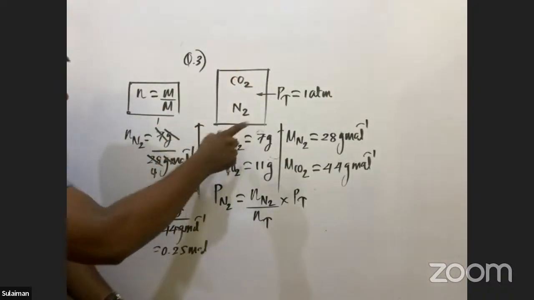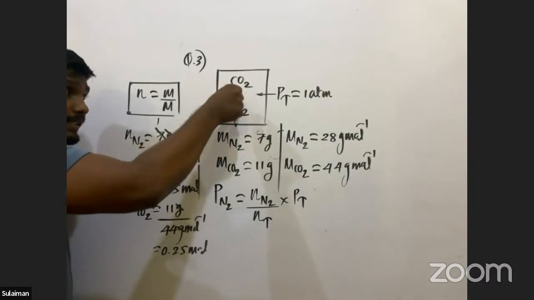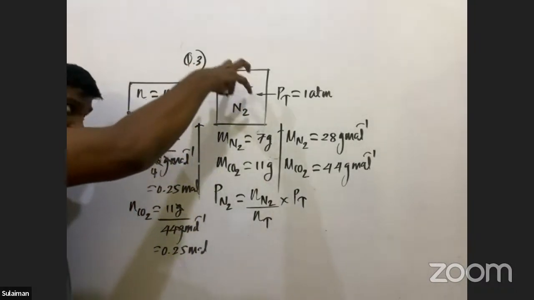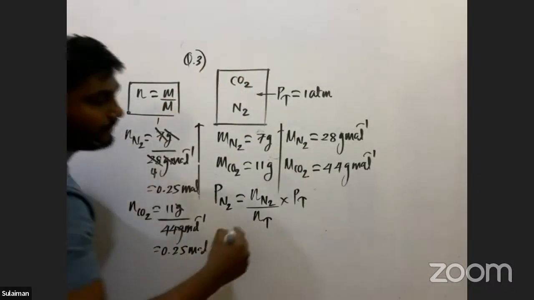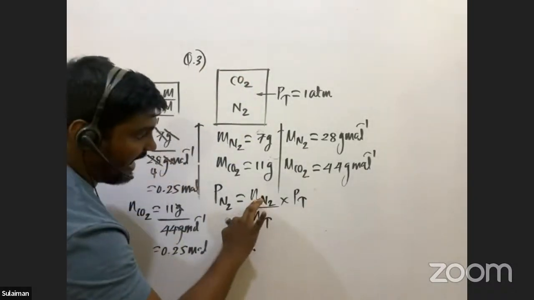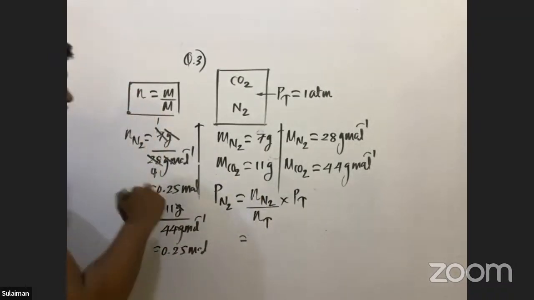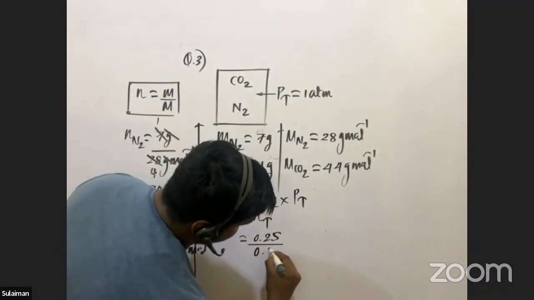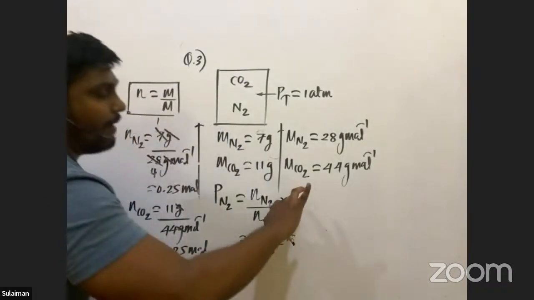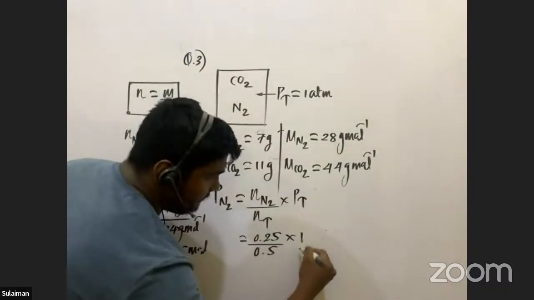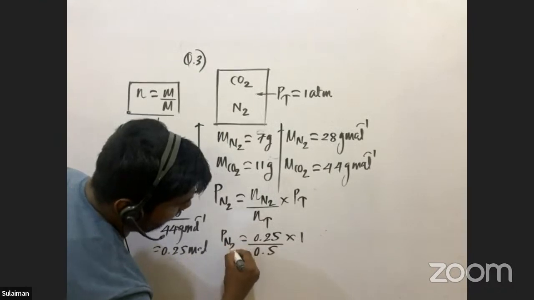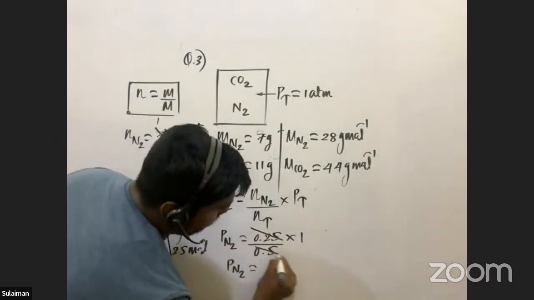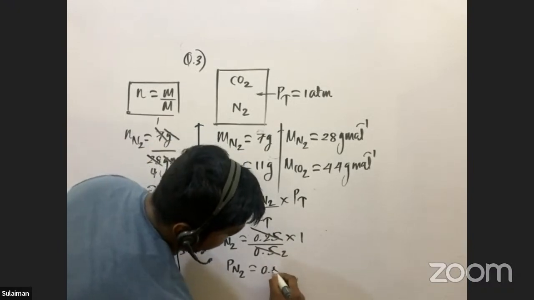Then what is the total number of gas moles present in this container? 0.25 carbon dioxide moles, 0.25 nitrogen moles. Altogether, the total number of moles present in the container is 0.5. Number of nitrogen moles, how much? 0.25. Total number of moles, 0.5. Total pressure in the container is 1. So therefore, we can say the partial pressure produced by nitrogen gas is how much? 1/2 means 0.5.